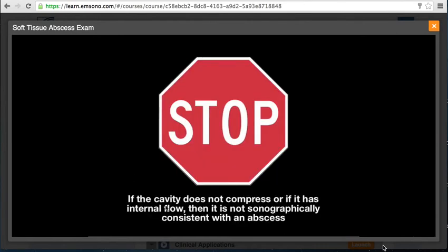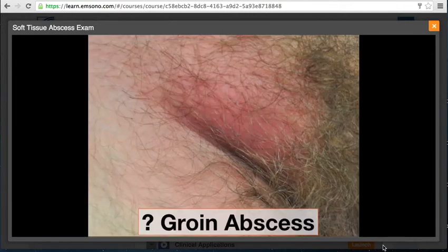So here's the big take-home point. If it does not compress, or if it has internal flow, then you do not want to treat this as an abscess, and you do not want to perform an incision and drainage. Here's one where a resident came to me on a busy night and said, "Hey, I got a simple one, got a guy with a groin abscess that needs to be opened up."